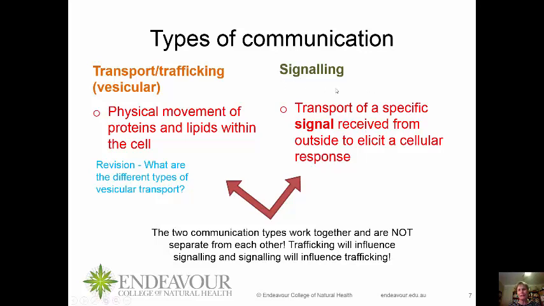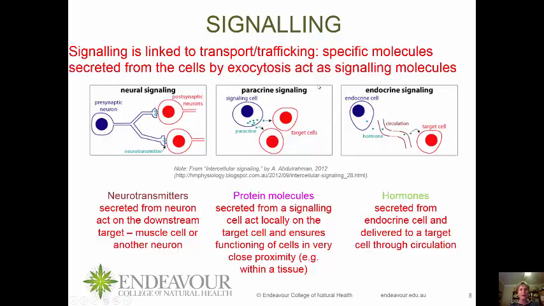So now we are going to do signaling, which was transport of a specific signal received from the outside to elicit a cellular response inside the cell. So, definition. Signaling is linked to transport and trafficking, so it's where specific molecules secreted from cells by exocytosis act as signaling molecules. What that means is molecules or substances are sent out of the cell, and those particular substances then act as signaling molecules for another cell.